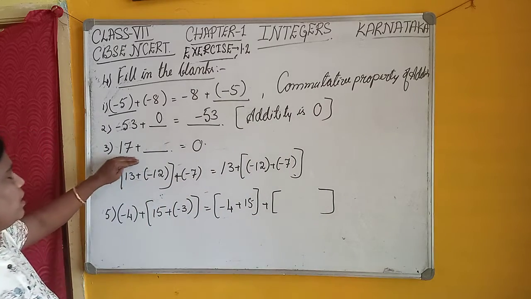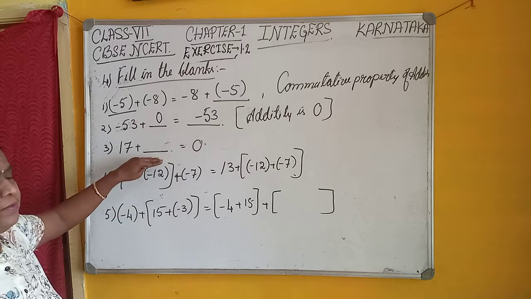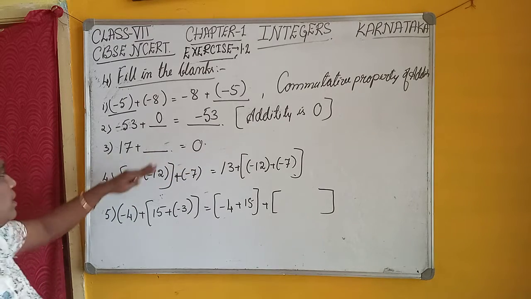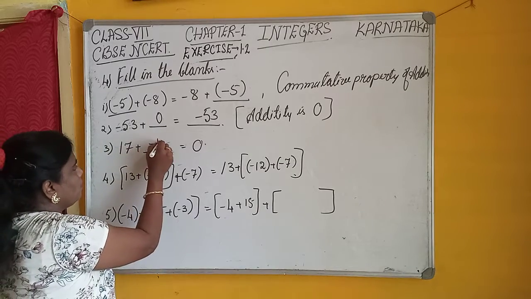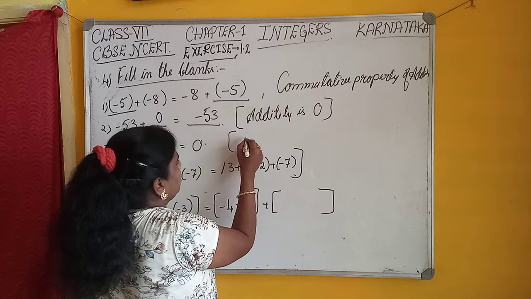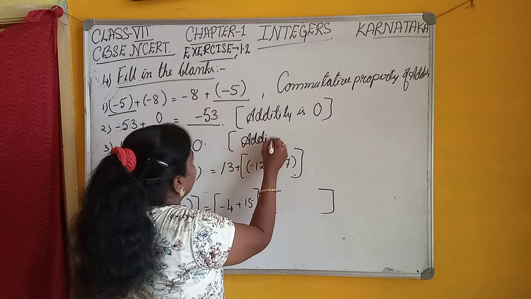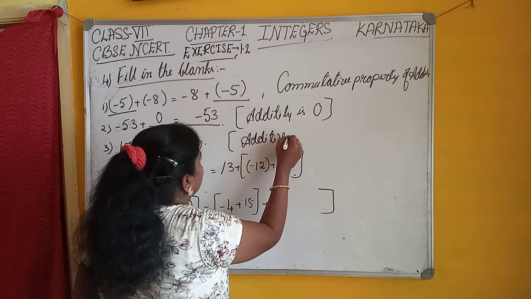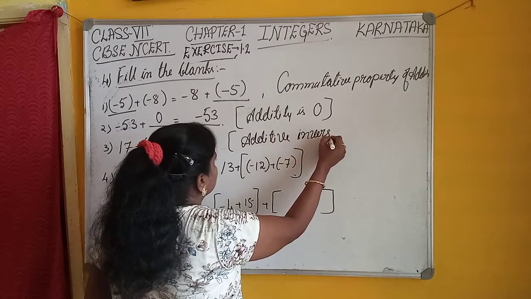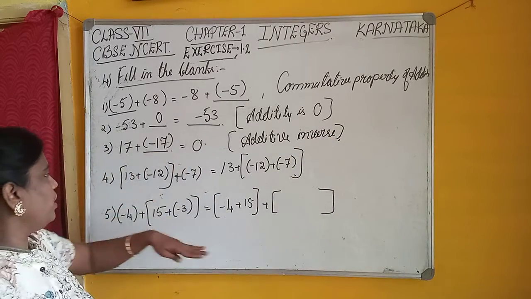For 17, if you add any number that is equals to 0, here we have to add the additive inverse. For plus 17, the additive inverse is minus 17. Here write the reason: additive inverse. Here we use this property. Now for plus 17, minus 17 is the additive inverse.